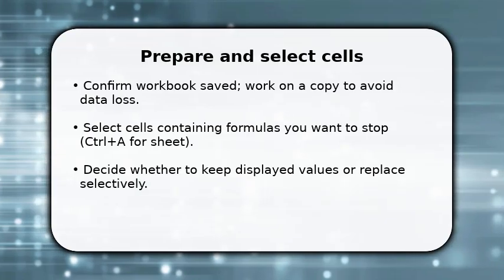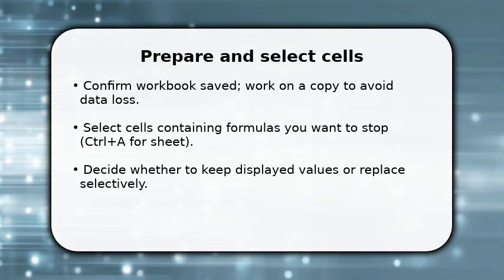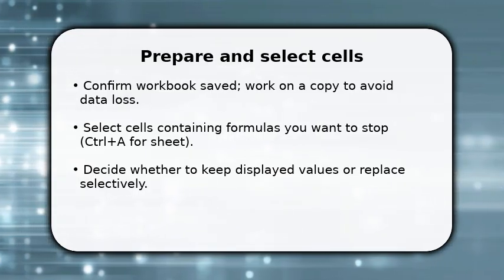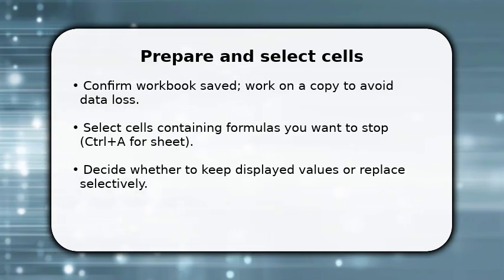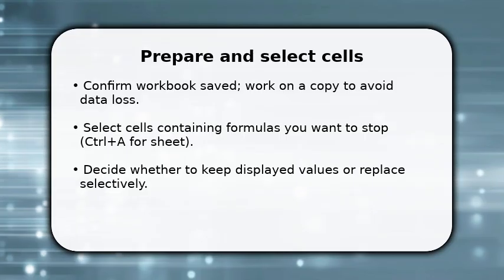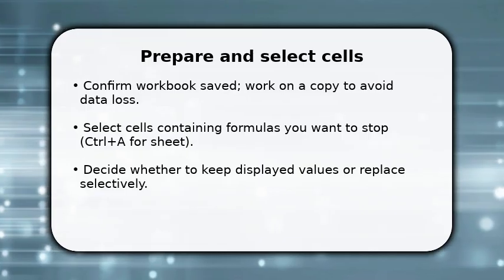Enjoy the video. You start by saving a copy and selecting exactly the formula cells you want to convert. Once selected, you decide if you need all values preserved or only a subset. This choice affects which menu you use next. Make sure to avoid whole sheet operations if you only mean to change a range, because reversing is manual.